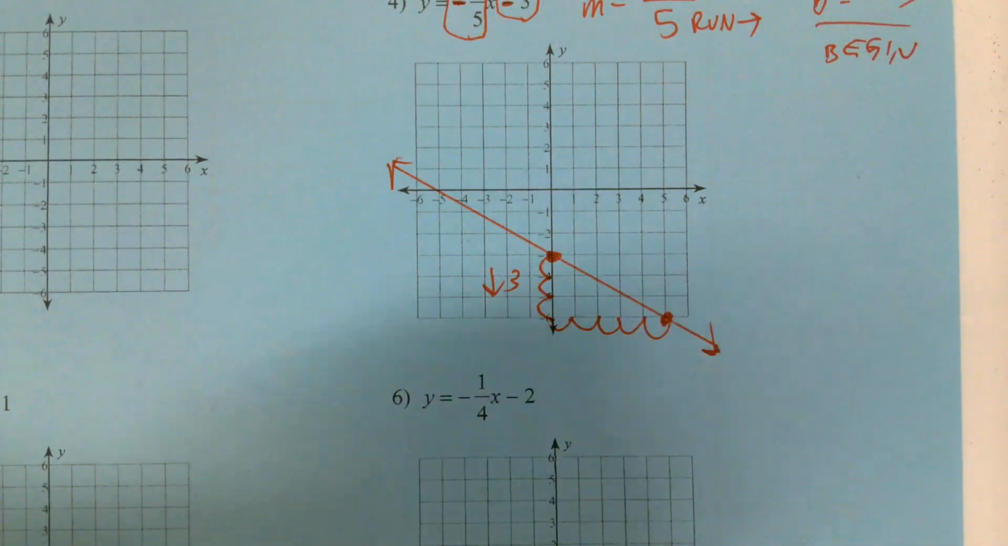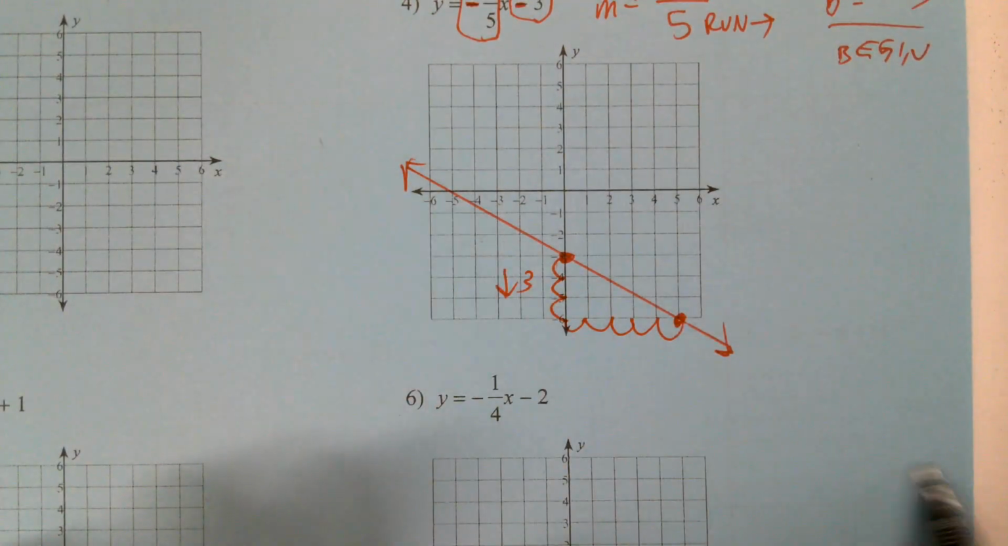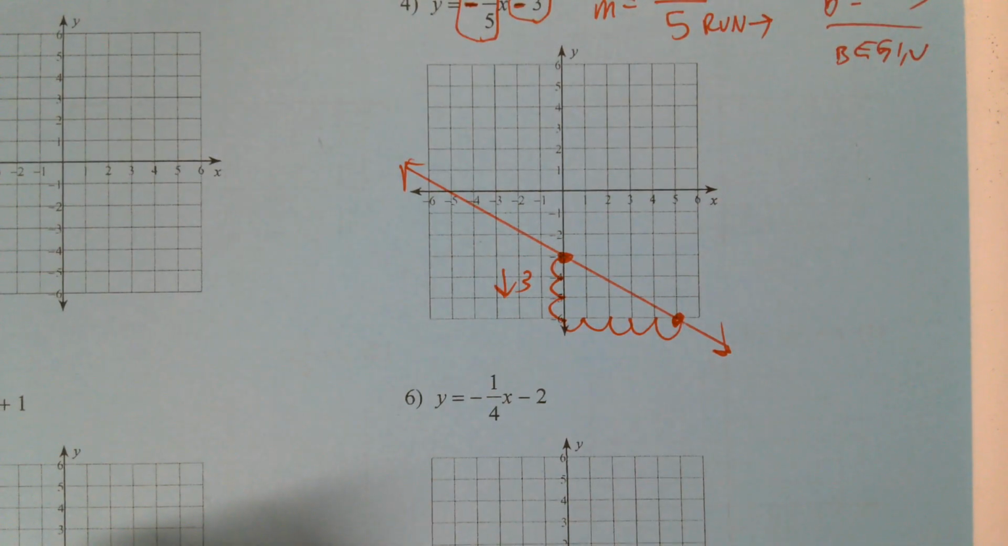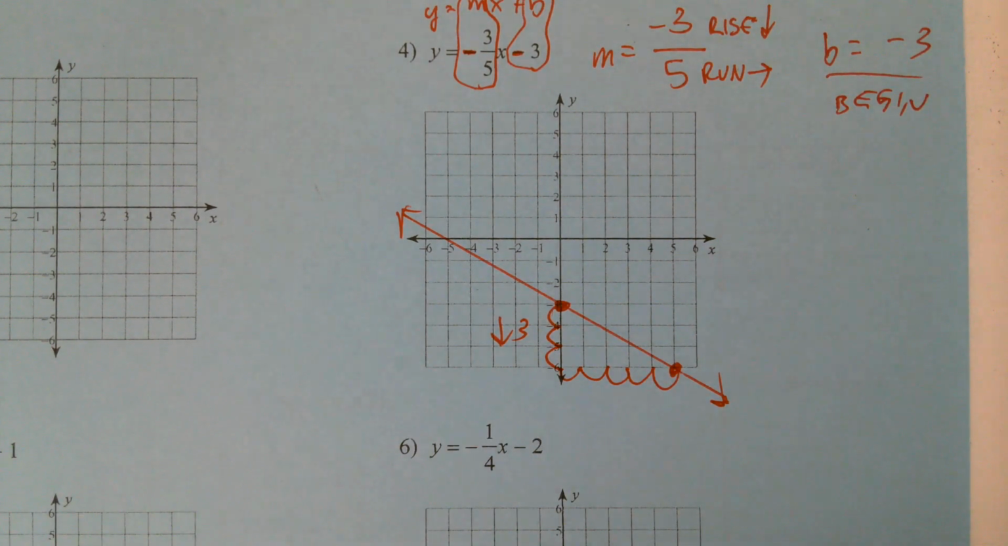Make sure your line is nice and long. Arrows on both ends. Don't just connect the dots. It's got to be a nice full line that looks just like that. There's number 4.